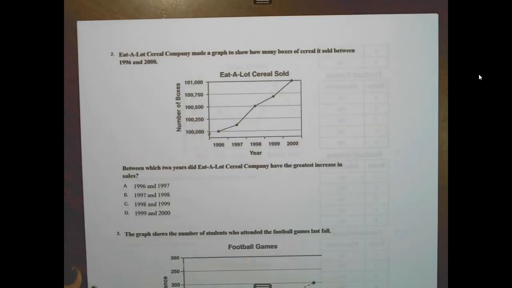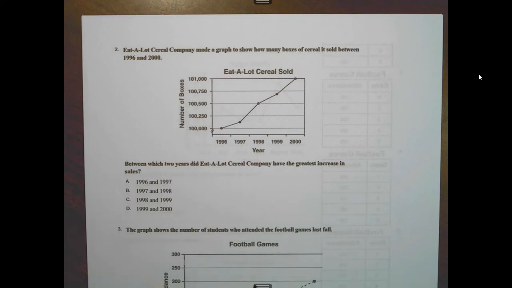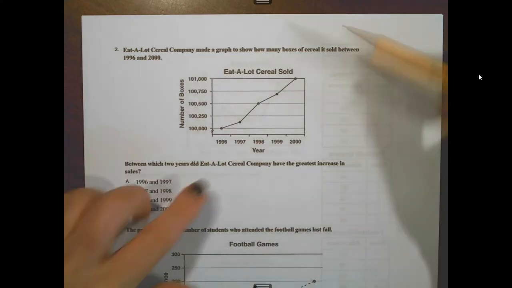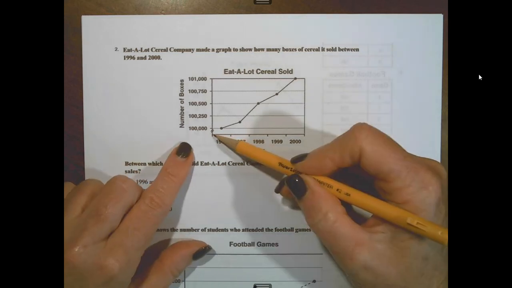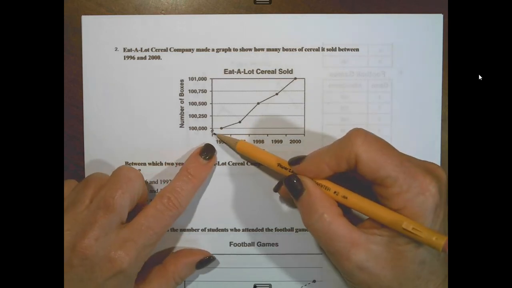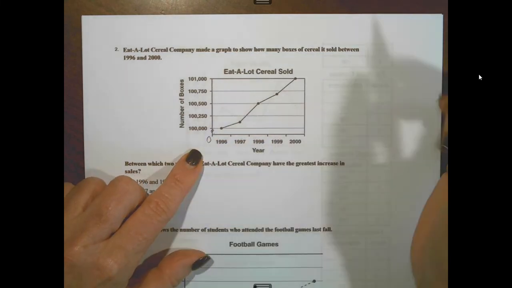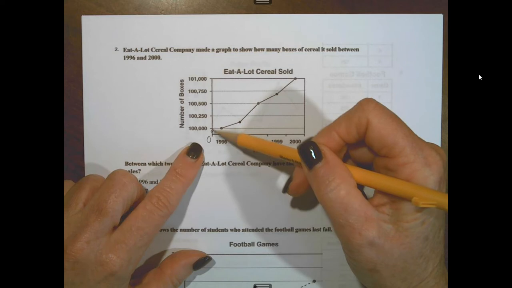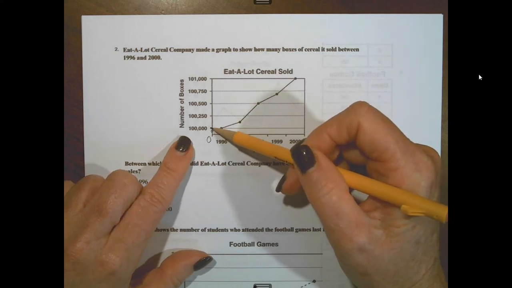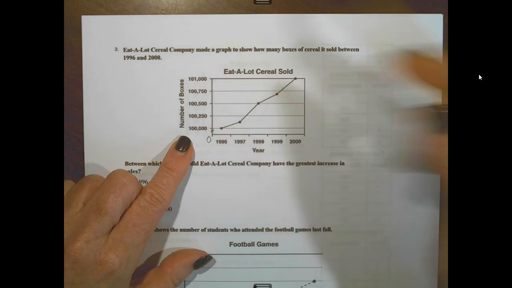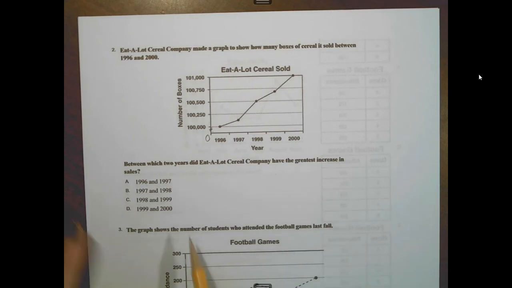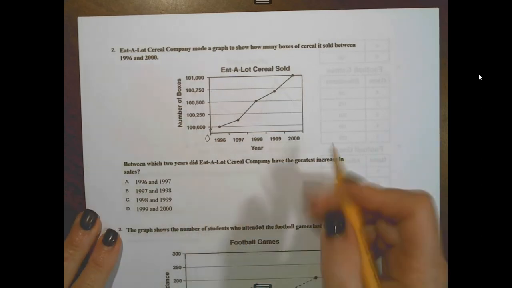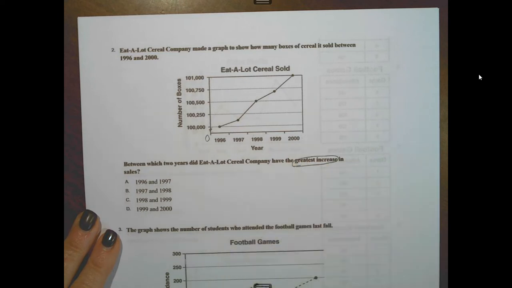Number 2, Eat-A-Lot Cereal Company made a graph to show how many boxes of cereal it sold between 1996 and 2000. So here are the years, the 5-year period, and here are the increments. We can see we've got some missing increments between 0 and 100,000. We see the little cut symbol here. So I see we're going up in increments of 250, all right, on every one of those horizontal lines. All right, between what 2 years did Eat-A-Lot Cereal Company have the greatest increase in sales?